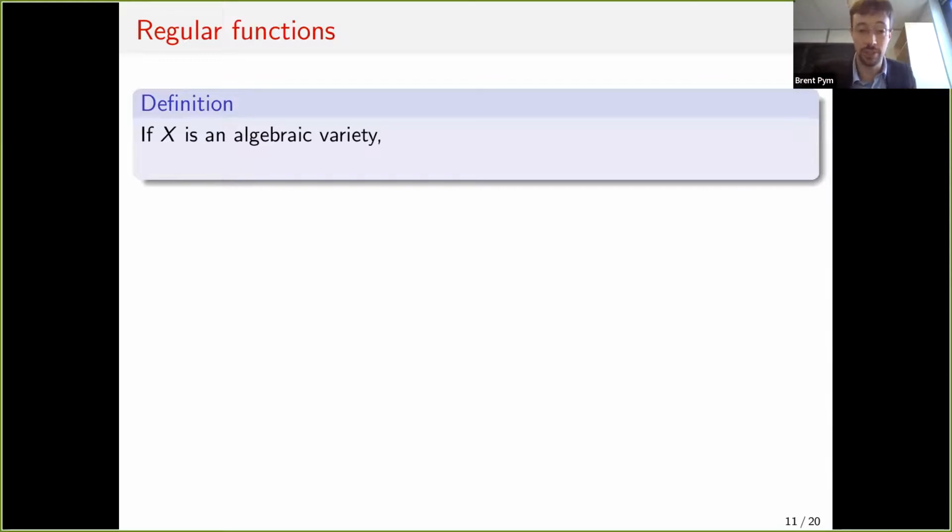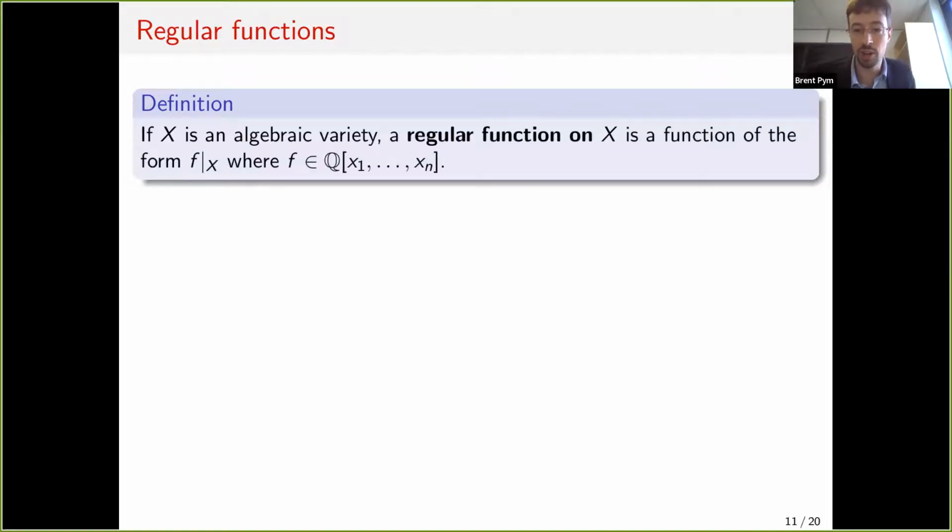Okay, so if we have an algebraic variety X, we can make sense of a special class of functions on this set X, the so-called regular functions. What is a regular function? A regular function on X is very simply a function which you get by taking a polynomial and restricting it to the set of solutions of some other polynomials, which is our X. So X is expressed as the zero set of some polynomials, and F is some other polynomial. We restrict it to the set X, and we get a function on X.